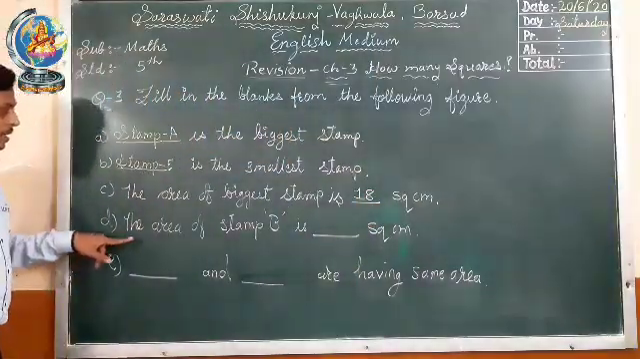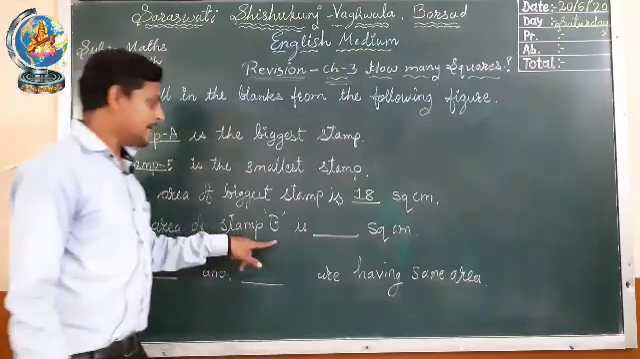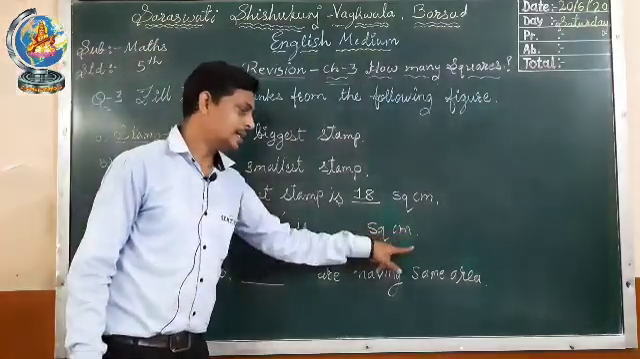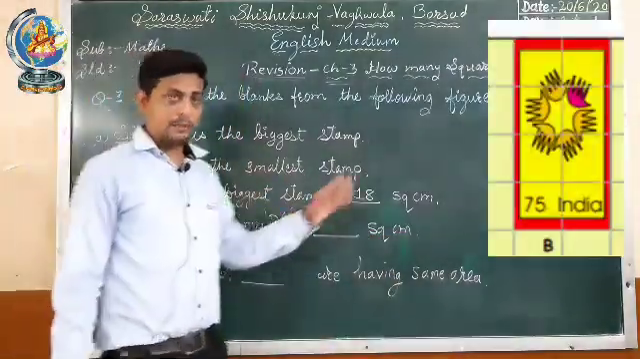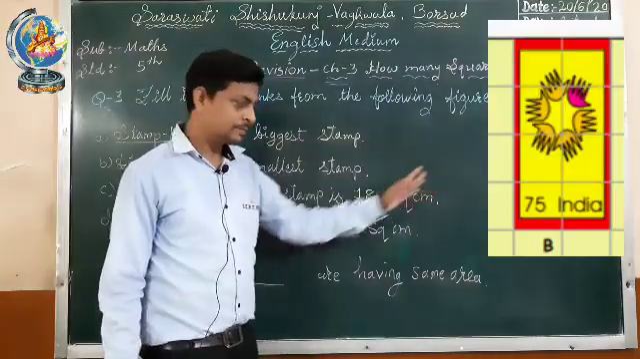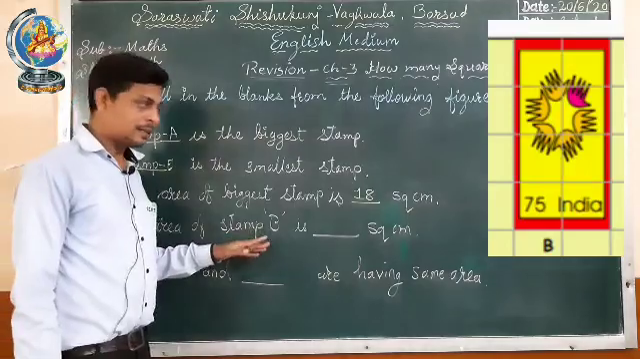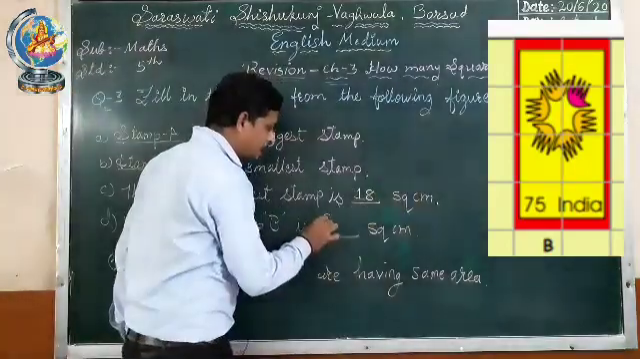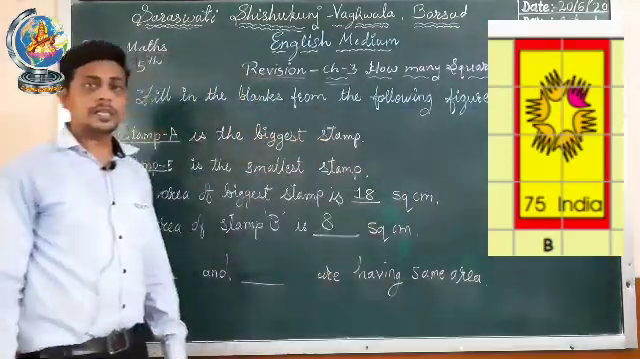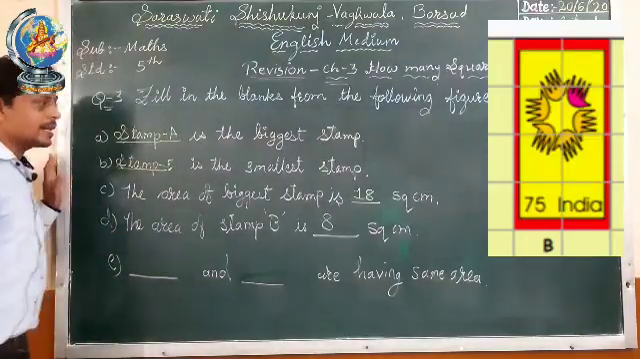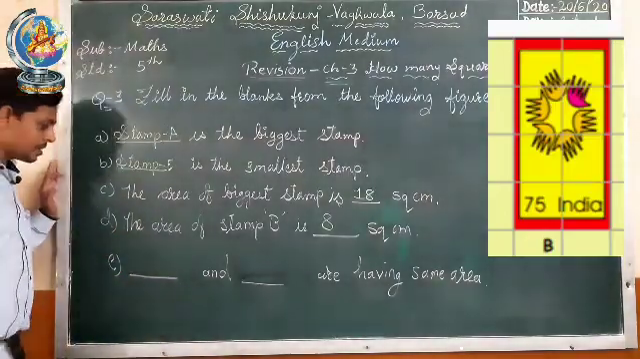Next is the area of stamp B is blank square centimeter. Now again look at the picture. How many squares are there in stamp B? Count it. There are 8 squares. So the answer is 8 square centimeter.